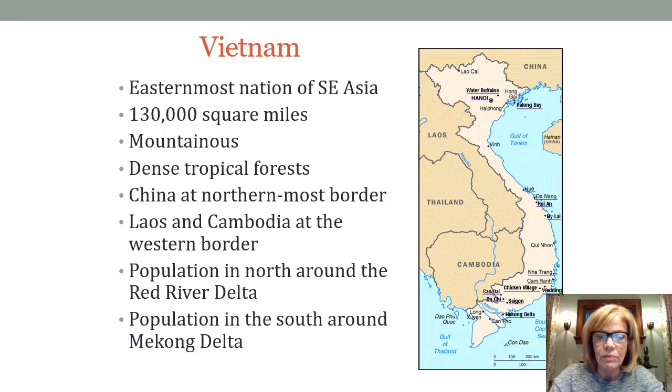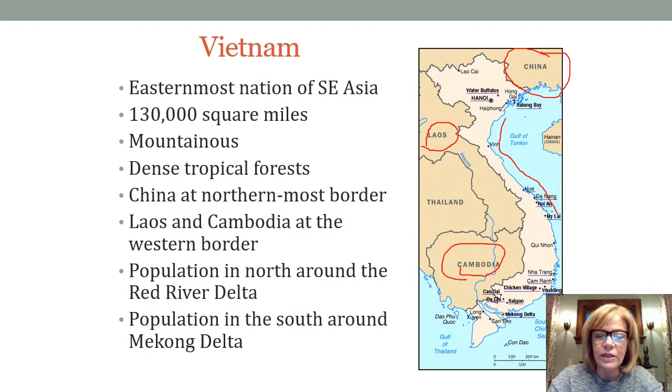All right, you can see here's a better image of it. It is the eastern and southernmost country in Southeast Asia. It's got a really odd shape, right? It's 130,000 square miles. It's very mountainous, as you're going to see, with dense tropical forests. To the north, up here is China, right? And then over here you have Laos. It shares a border with Laos, and then Cambodia. And then all along the coast here is the Gulf of Tonkin, right? So that's the Gulf of Tonkin there.